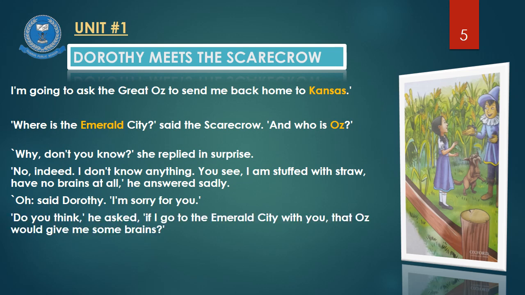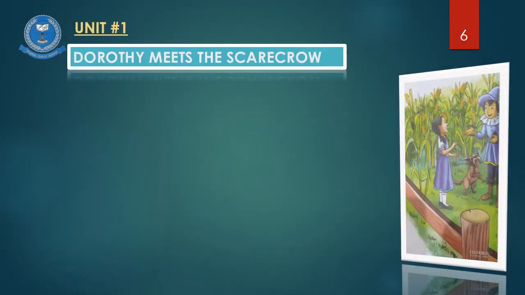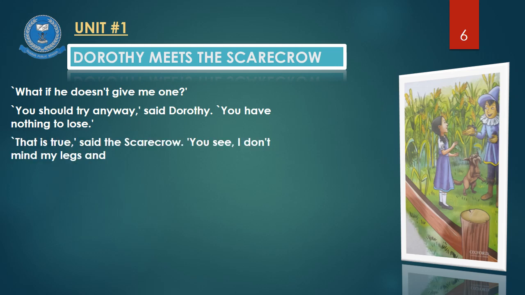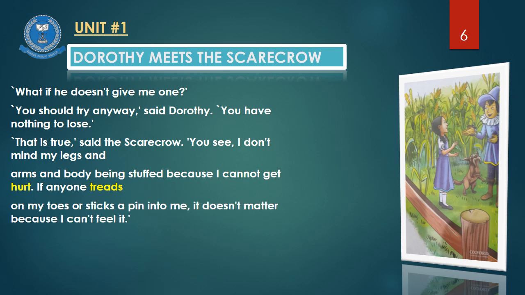"Do you think," he asked, "if I go to the Emerald City with you, that Oz would give me some brains?" "I don't know," she replied. "Come to the Emerald City with me and Toto, you can ask the Great Oz for a brain." "What if he doesn't give me one?" "At least you should try anyway," said Dorothy. "You have nothing to lose." "That is true," said the Scarecrow. "You see, I don't mind my legs and arms and body being stuffed, because I cannot get hurt. If anyone treads on my toes or sticks a pin into me, it doesn't matter, because I can't feel it."